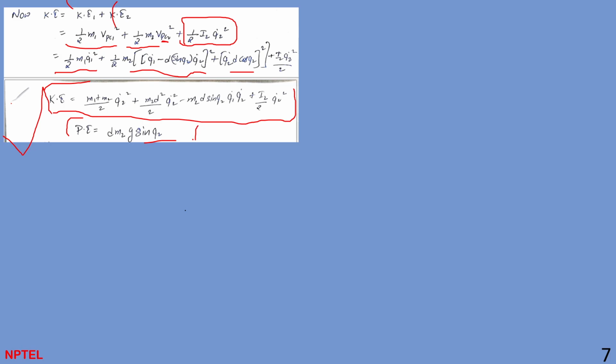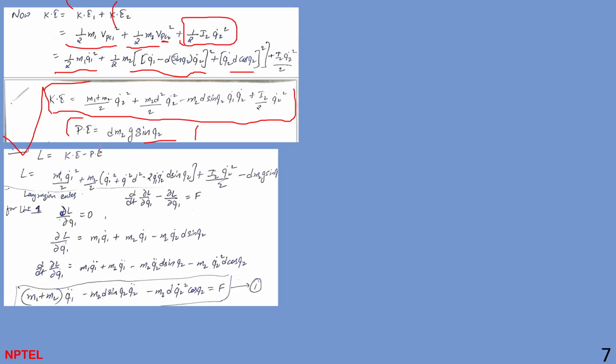Since you have the kinetic energy and potential energy, you need to find the Lagrangian, which is basically kinetic energy minus potential energy. Just take this term and the minus term. Now to find the force equation, you need to apply the Lagrangian-Euler equation, which is this equation. You got the Lagrangian, and for link one, you need to choose Q1 dot. When you put that here, this is what you will get.